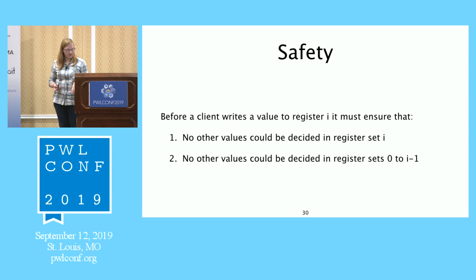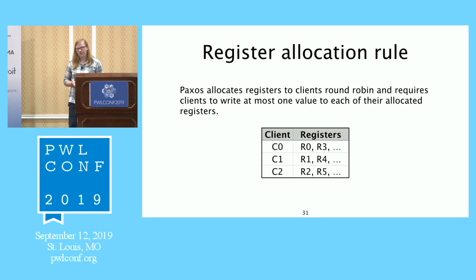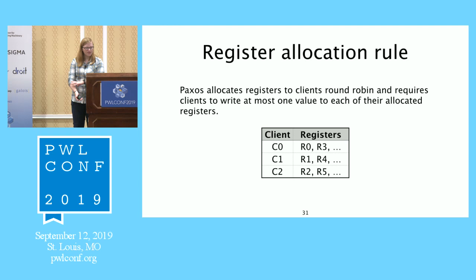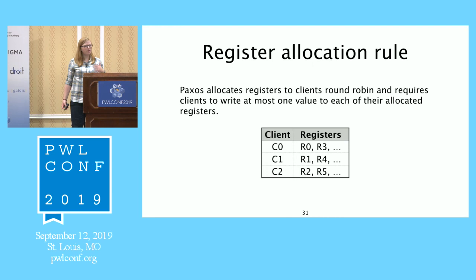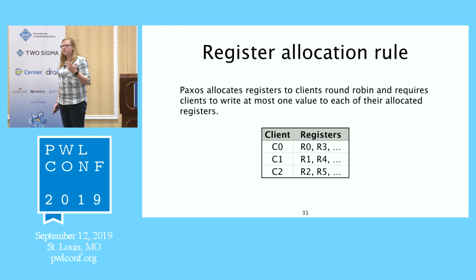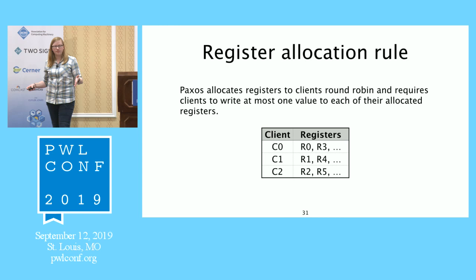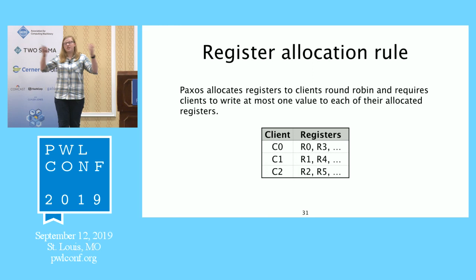So a solution to the first one is referred to as the register allocation rule. Paxos allocates registers to clients in a round-robin fashion, and then tells those clients to only write one value to that register. What that means in practice is that only one value is ever going to be written to any set of registers. If only one value is going to be written to any set of registers, only one value is ever going to be decided by that set of registers.